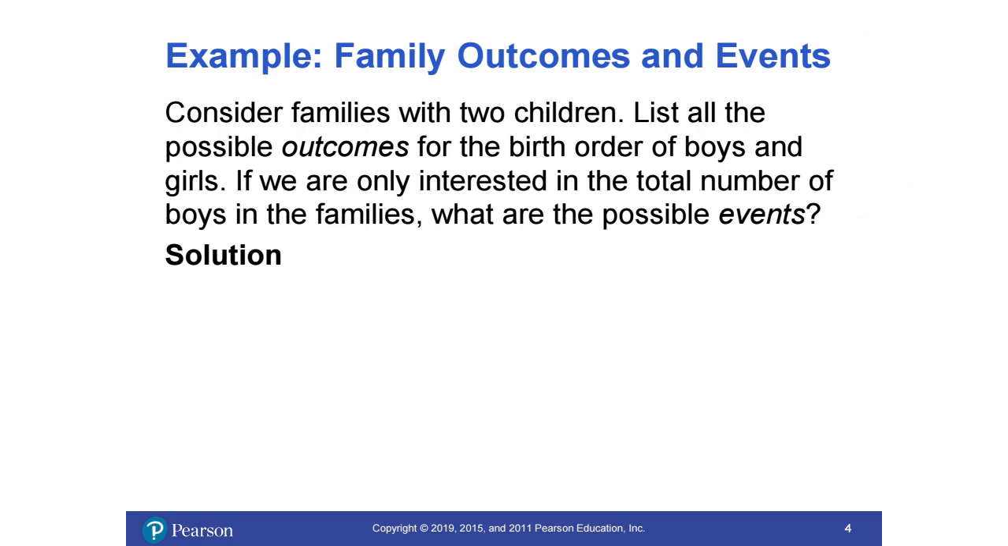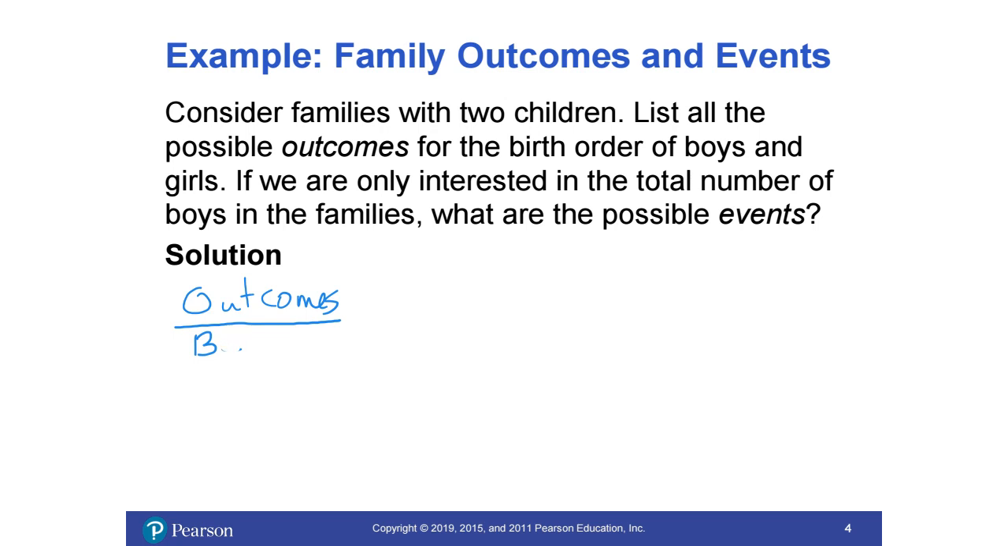And here's our first example. Consider a family that has two children. What we want to do is list all of the possible outcomes, first of all, for the birth order of boys and girls. And then if we're only interested in the total number of boys in the family, what are the possible events? So first of all, I'm going to list out all of the possible outcomes for the birth order. So the family has two kids. So one possibility, going alphabetically, the first possibility would be BB.